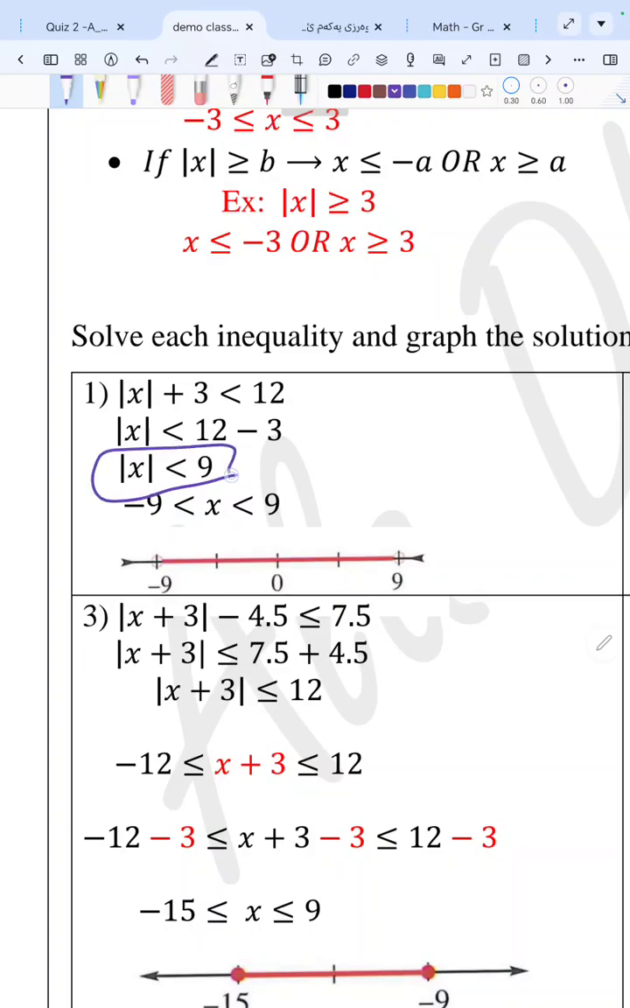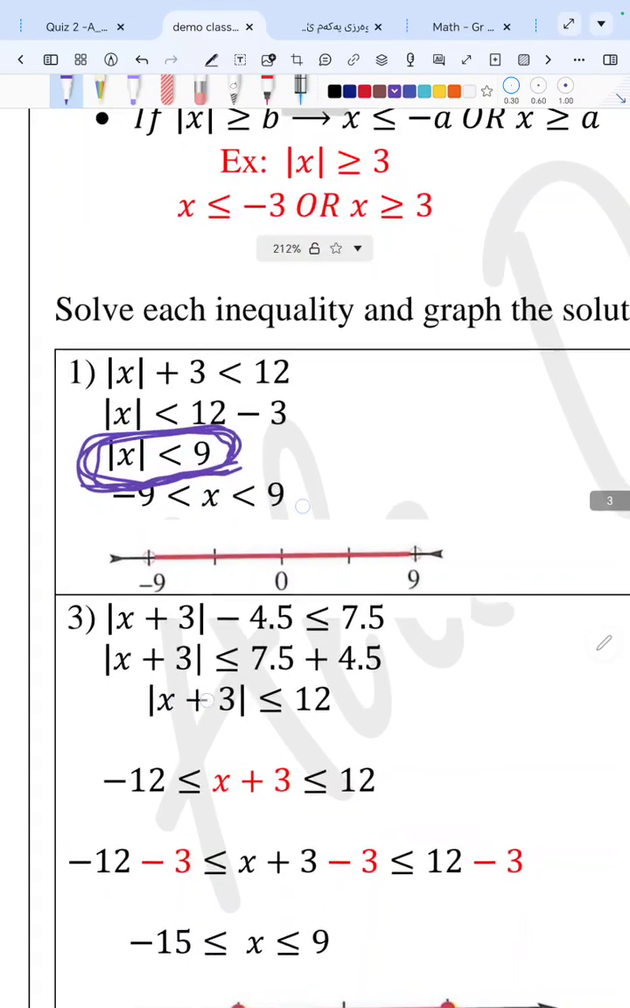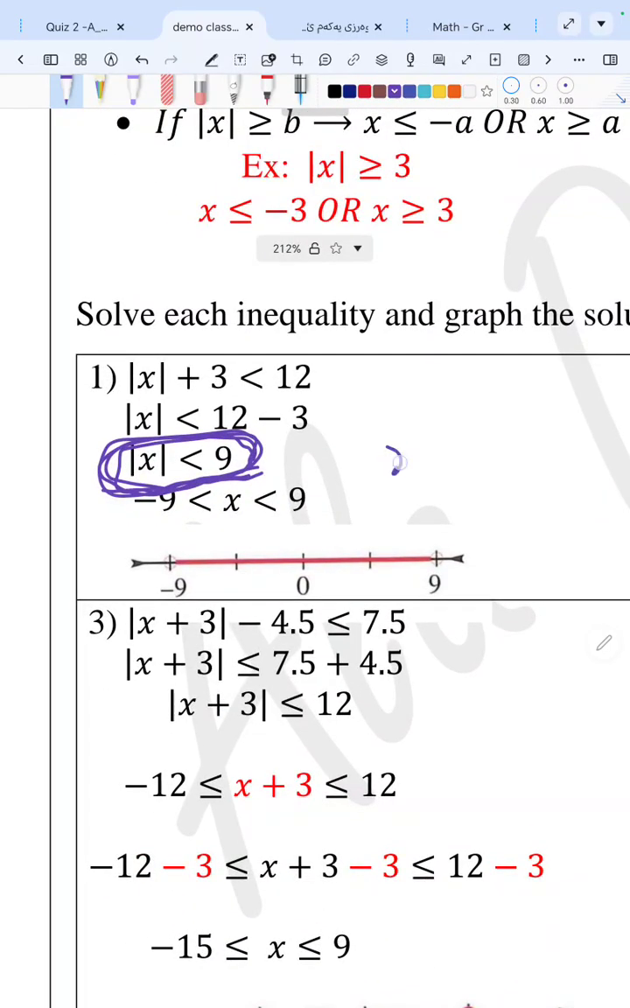The absolute value faces the number. So you have to write this inequality as and or as or. As I told you, it faces the number, so you have to write the inequality as and. On this side, you write the negative, and on this side, you write the positive one.